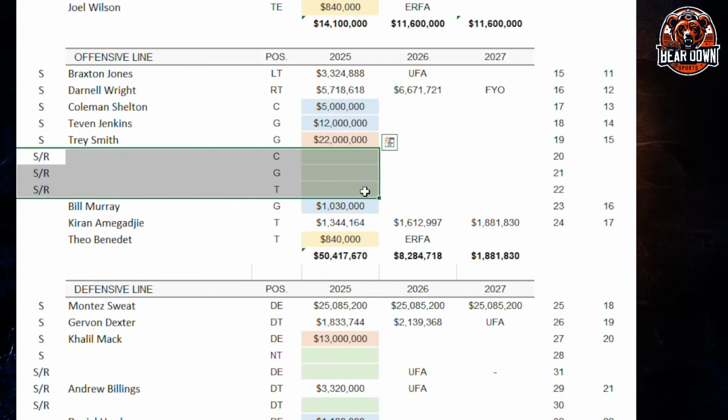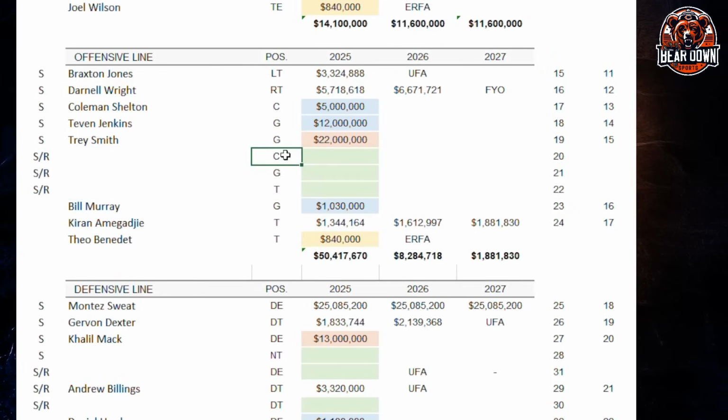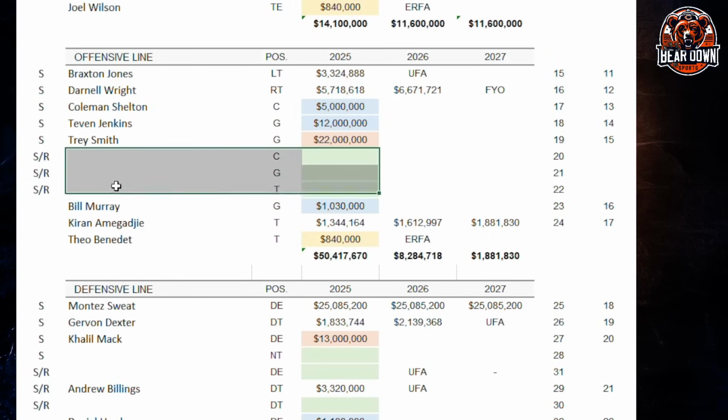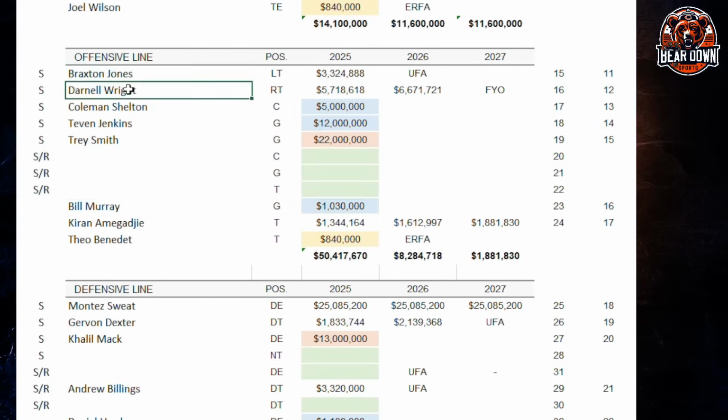The depth has been the Bears' biggest issue. So getting a starting quality center in the draft, a starting quality guard in the draft, and a starting quality swing tackle in the draft is going to be very imperative for the Bears to have depth. Because if you run with Braxton Jones, Darnell Wright, Coleman Shelton, Teven Jenkins, Trey Smith, it's probably pretty solid.